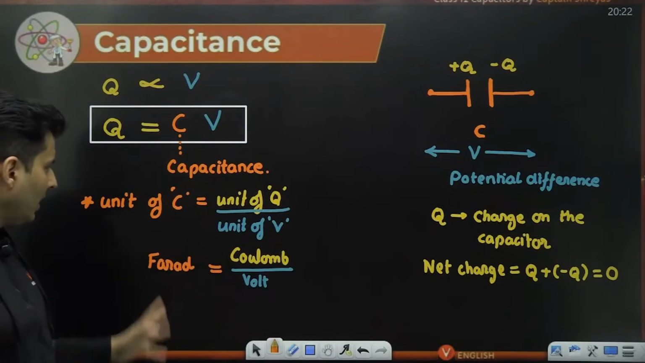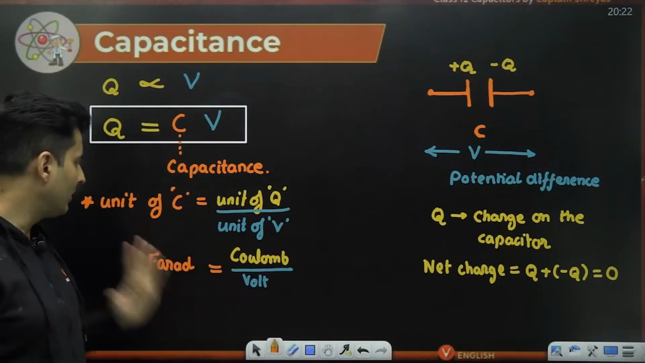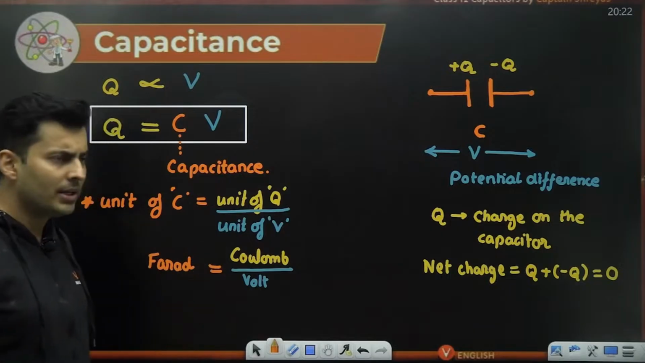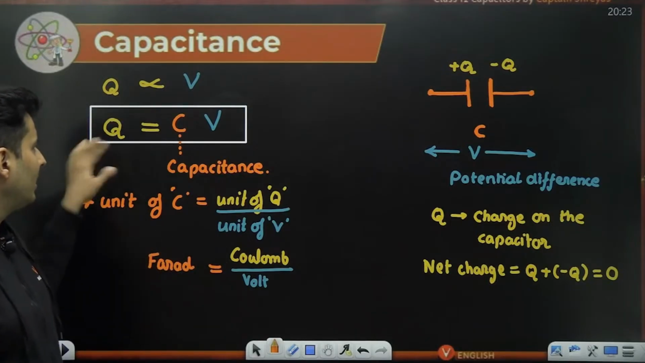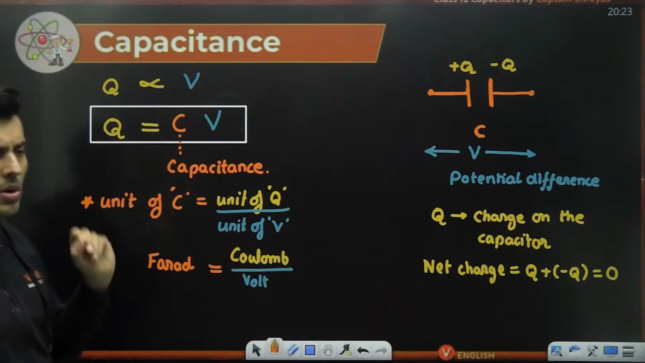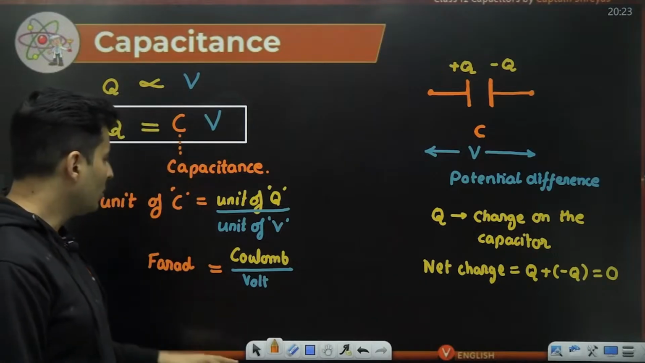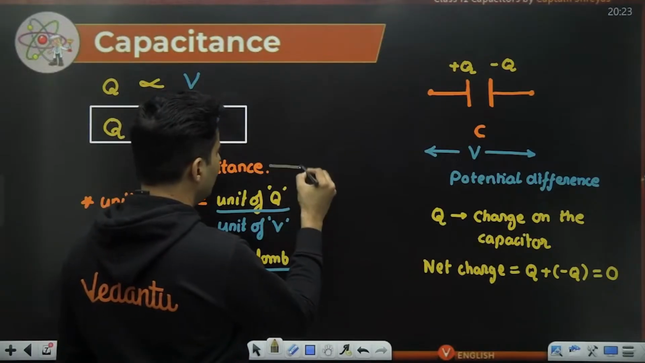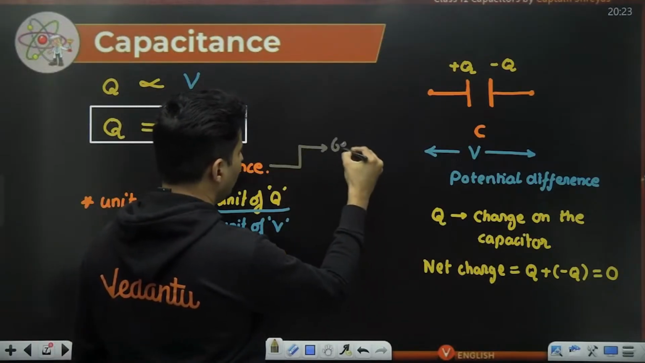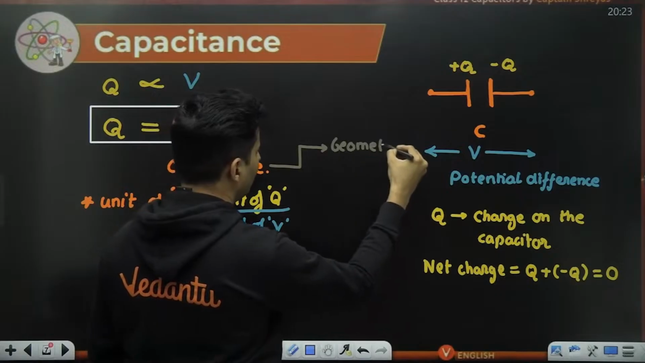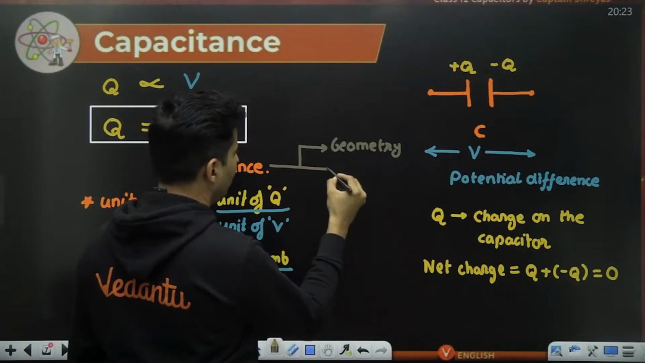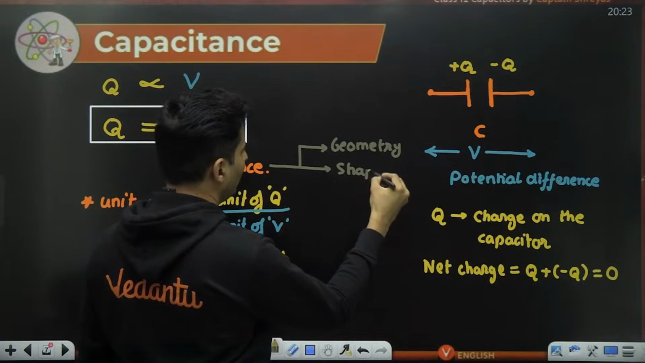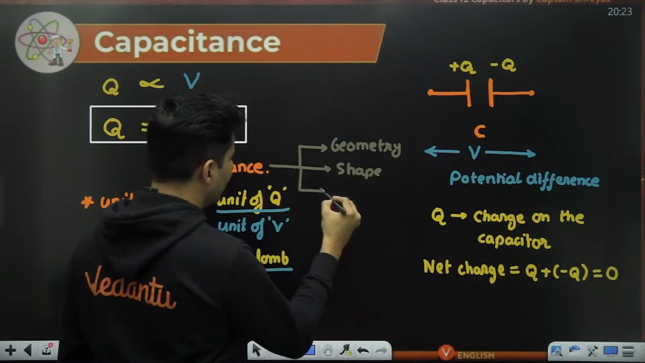Keep this in mind. Very, very crucial definition. This is the SI unit, coulomb per volt, which is a farad, and this is the formula: Q is equal to C into V. Also notice that capacitance mainly depends on the geometry. That means the length of the plate, the size of the plate, the shape of the plate, and also what is filled inside.